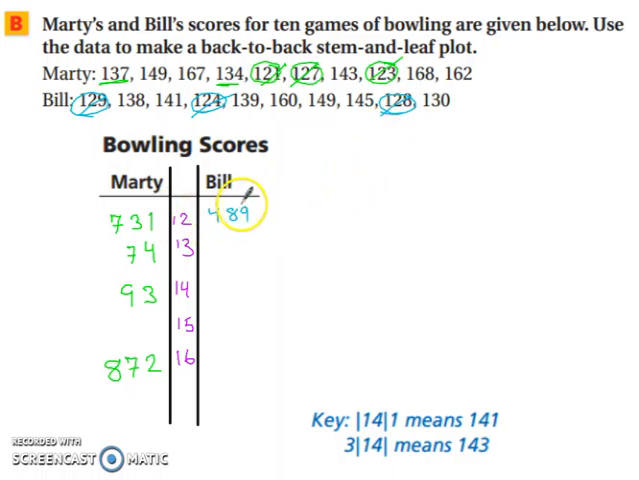So much like the way we did in the previous example, you're going to do the same thing with Bill. The only weird one was Marty because it went to the left. So this is your back-to-back stem and leaf plot. So let's just keep going here.